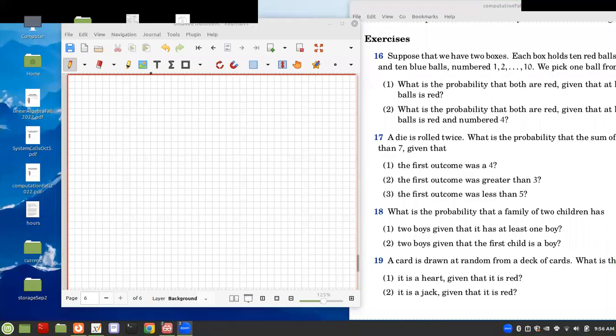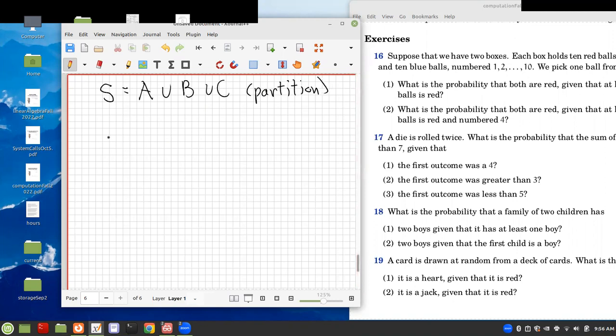So let's try to come up with a simpler example. Let's say that I have a sample space that is divided into 3 events, A, B, and C, where the intersections of these are all the null set. So this is a partition.